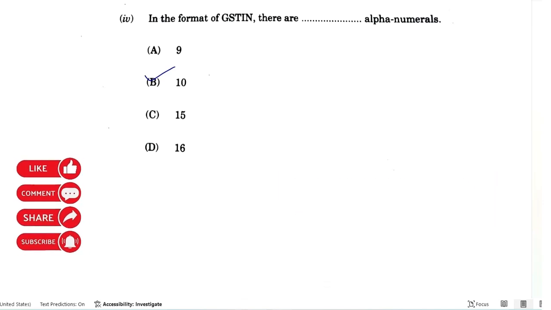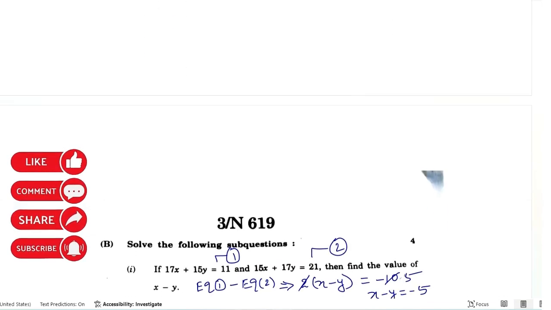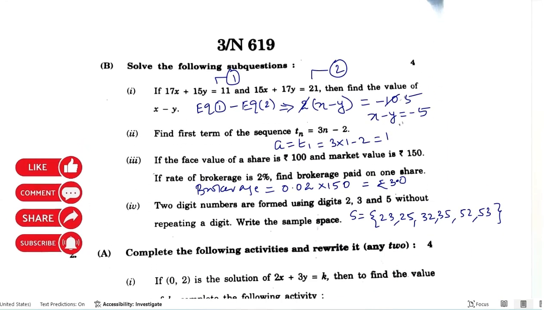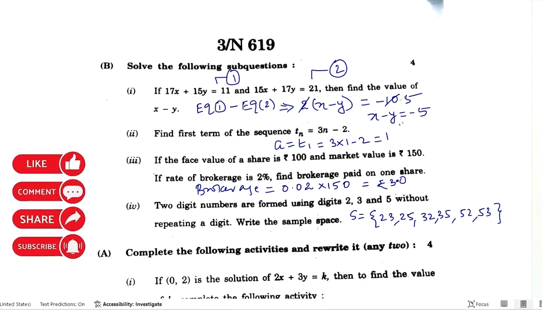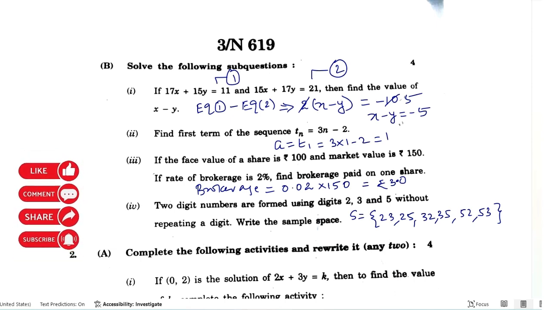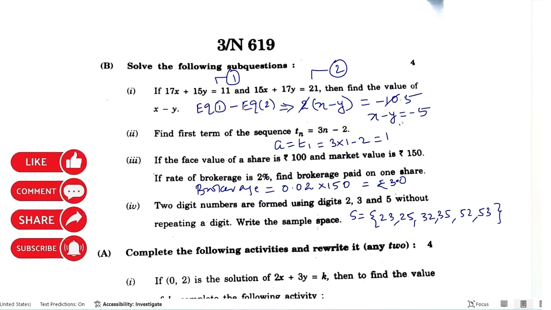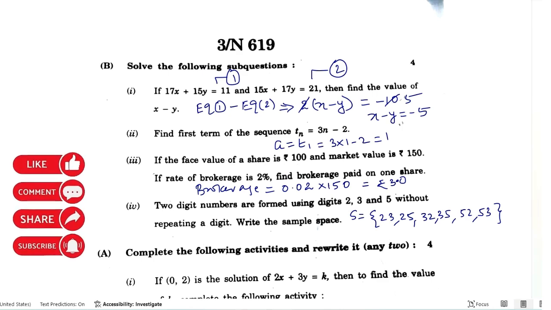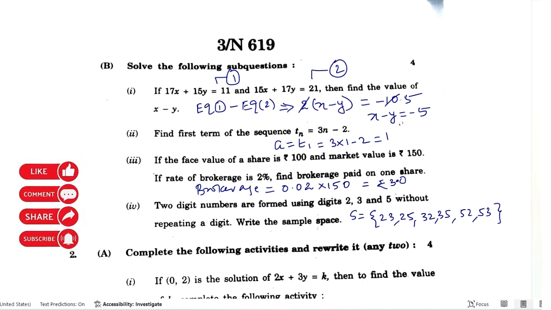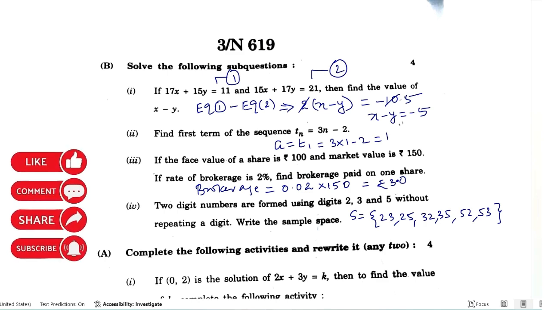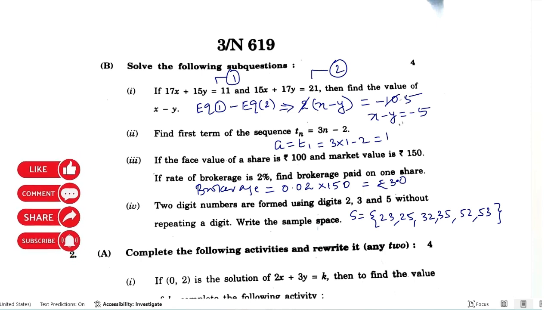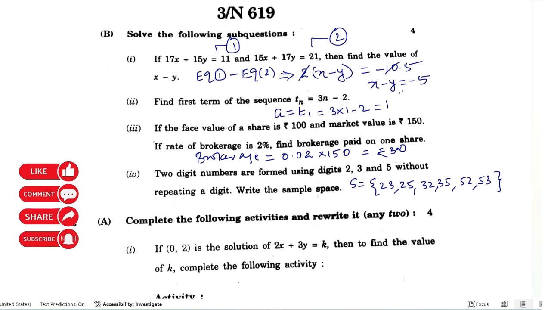Now let's come to the B part of the first question, which is again of 1 mark each, but here the options are not given, so you need to find out the answer. So the first subpart is about two equations that have been given and we have to find x minus y. So simply subtract the second equation from equation 1. You will get 2x minus y equal to minus 10, and that way x minus y should be equal to minus 5.